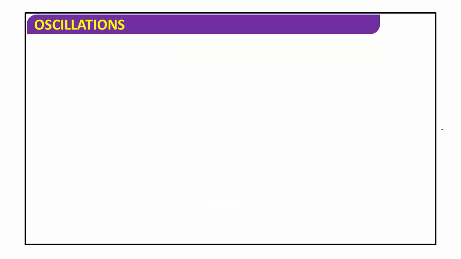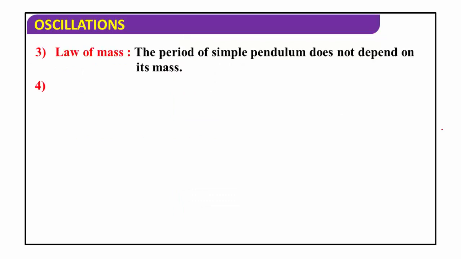And the third law is the law of mass. The time period of the simple pendulum does not depend on its mass, because T equal to 2 pi square root of L by g is the formula. But it is independent of its mass. The time period of the simple pendulum does not depend on its mass.